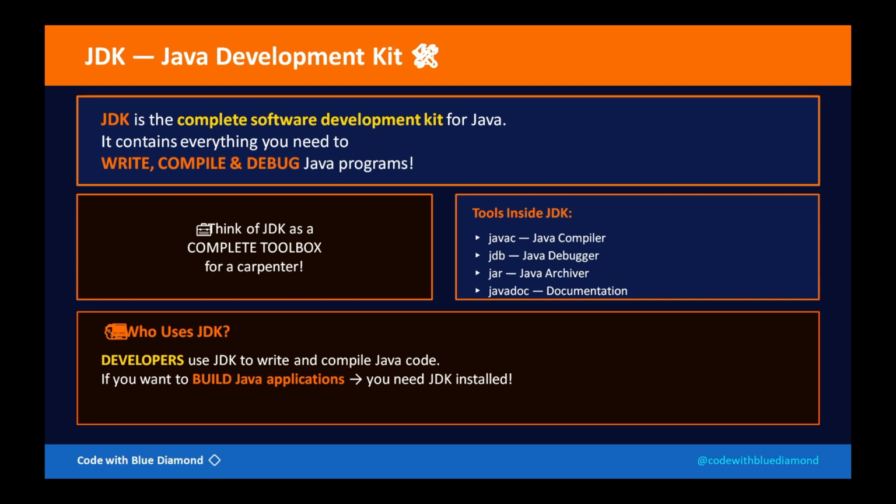Javac, this is the Java compiler. It converts Java code into bytecode. JDB is the Java debugger. It helps you find and fix errors in the code. JAR is the Java archive file, and Javadoc generates the documentation files of the code. And JDK also includes the complete JRE inside it.